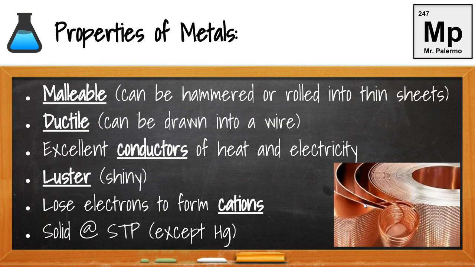Now let's look at the properties of each classification for metals, nonmetals, and metalloids. Metals are malleable, which means that when we hit them, we can hammer them flat, or we can roll them into thin sheets, as you can see here. And they're also ductile, which means we can pull them or draw them into wire, like the copper wire in this picture. They are excellent conductors of both heat and electricity. They have a shininess to them, which we call luster. And all metals lose electrons to form positive ions called cations. And all metals are solid at standard temperature and pressure, except for Hg, which is mercury, and that is a liquid at STP.